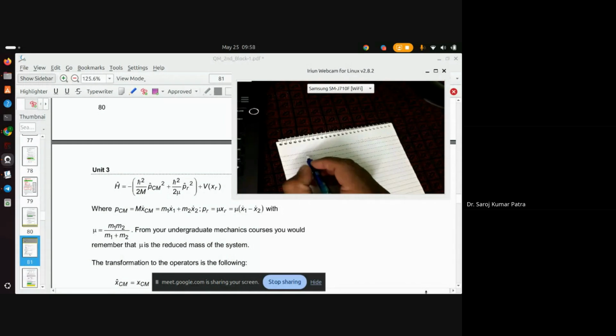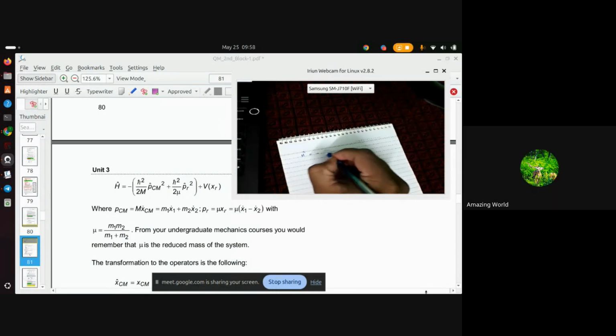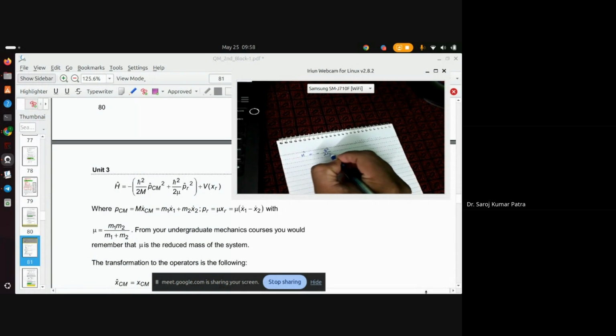So, is my screen visible? Yes, sir. Minus h cross square by 2m PCM square.